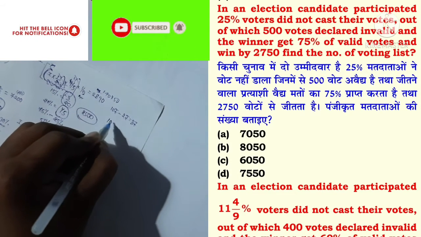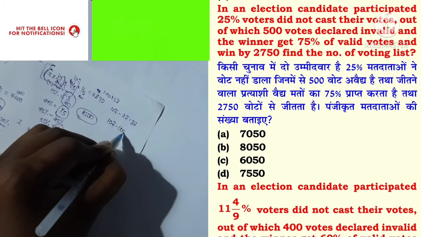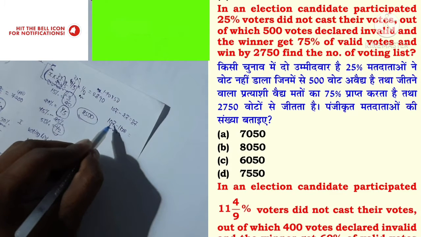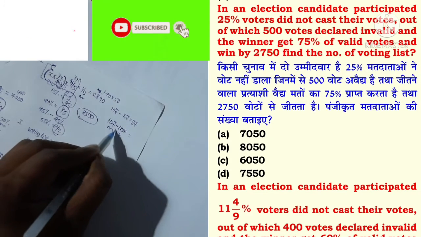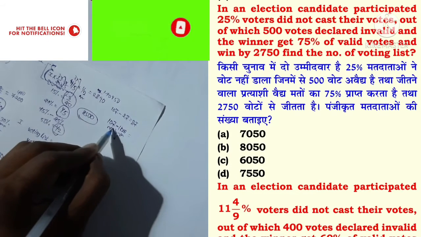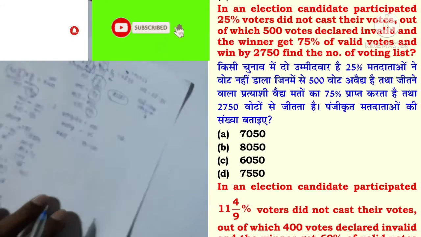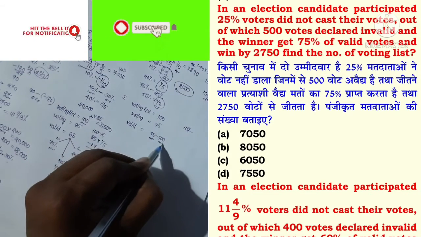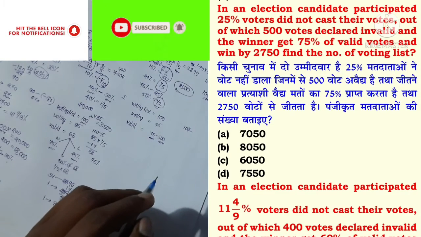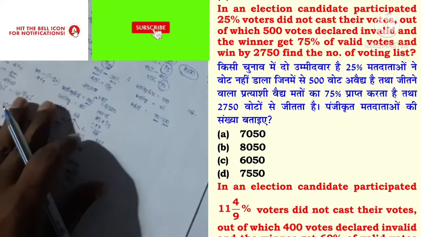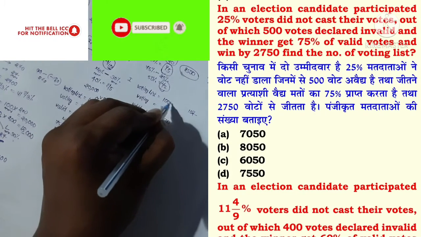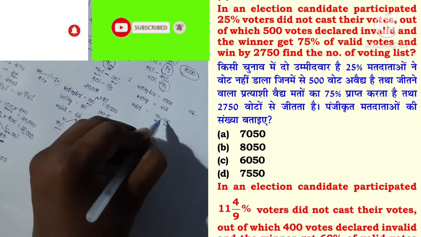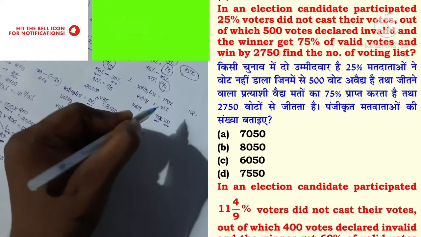What is the difference of 10 rupees minus 1 kilometer? Okay, it is not possible to subtract kilometers from rupees. Similarly, 75 is the voting and 500 is the invalid votes, so it is better to take the voting list as 100x, so voting is 75x, so valid votes is 75x minus 500.